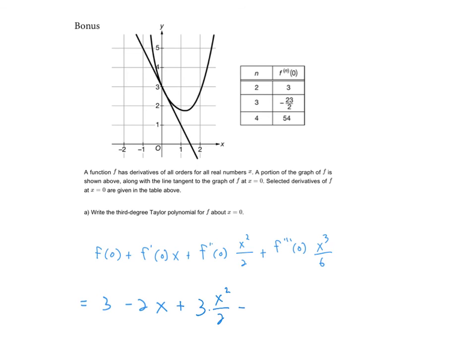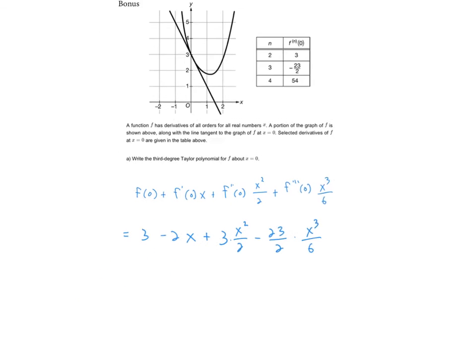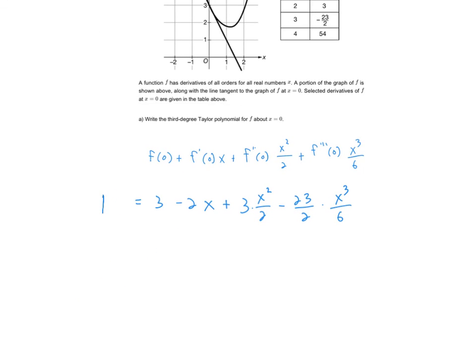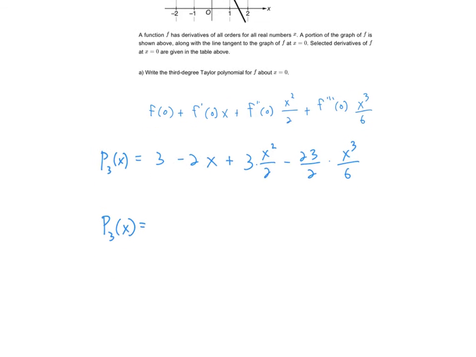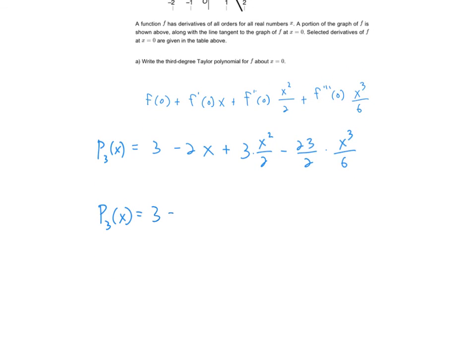And the last one, the third derivative at 0, is 23 over 2, multiplied by x cubed over 6. All right, so this is it. So this is like P3. And if we just clean this up, we get that.